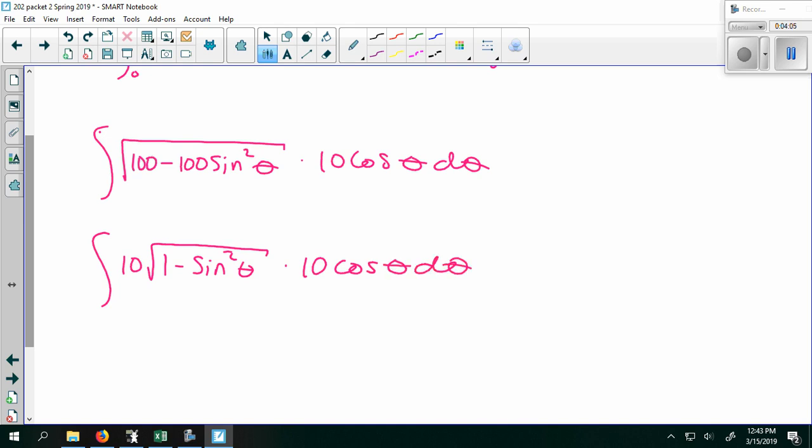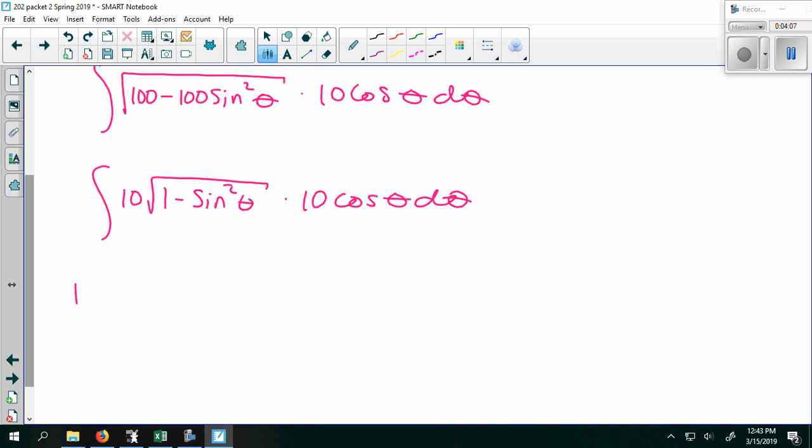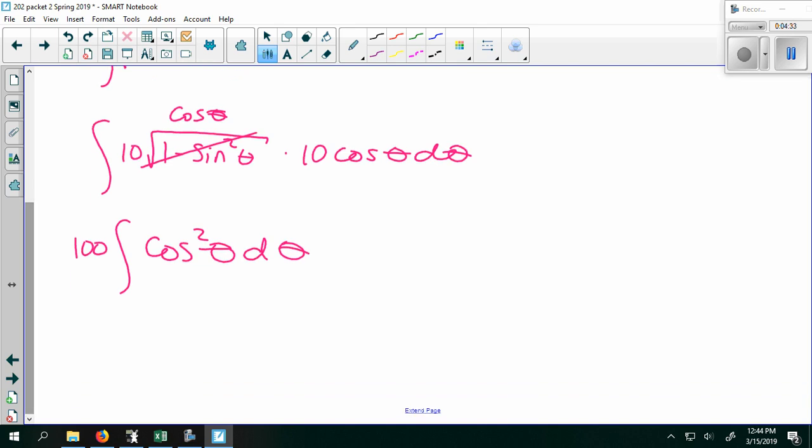Okay, so I've got two 10s here. I'm going to pull them out of the integral. So I have 100 times the integral. 1 minus sine squared is cosine squared, and I'm going to square root it. So that's cosine theta. So then I have cosine theta times cosine theta, which is cosine squared theta d theta. All right, so I need an antiderivative for cosine squared. This is not one of the ones that we know off the top of our heads. So I have to be tricky here. This is going to be 100 times the integral.